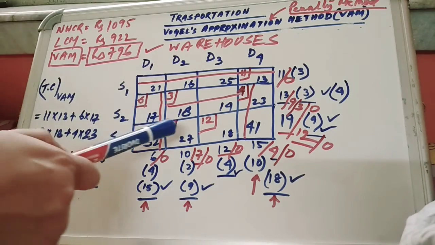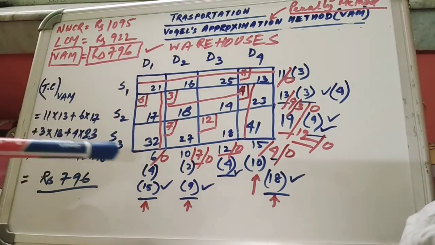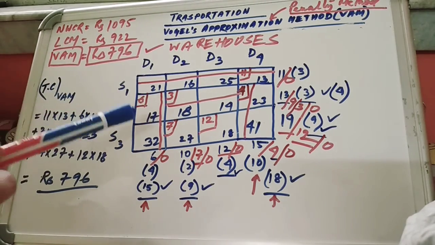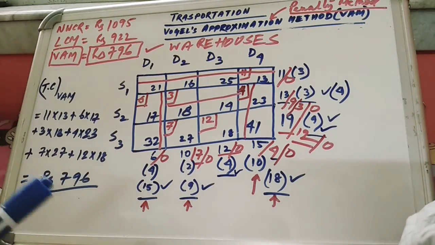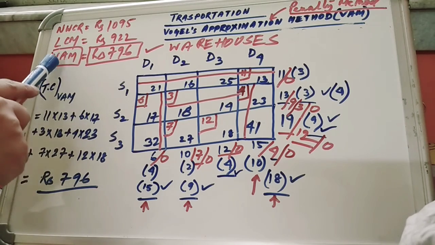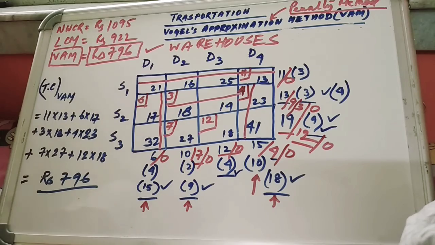And the problem was also similar. The same problem I have taken for solving, minimizing the transportation cost by 3 methods, namely the northwest corner method, least cost method, and Vogel's approximation method. And you can easily say that this one is the most effective one, as this gives the lowest value of transportation cost. So that's all. Thank you.